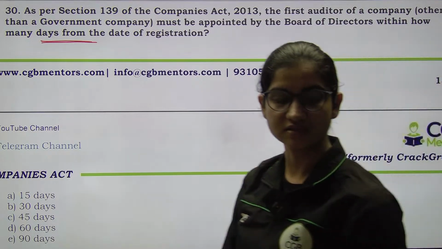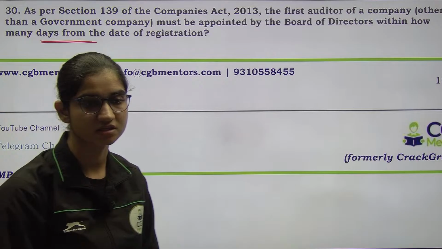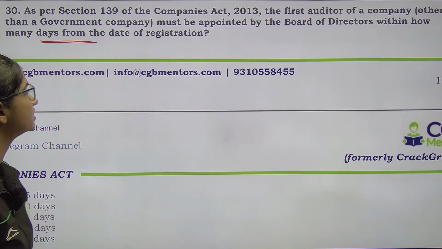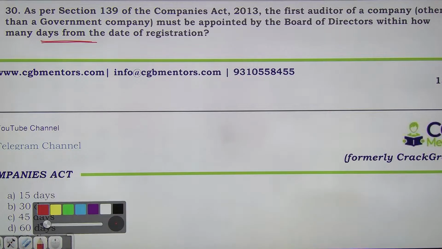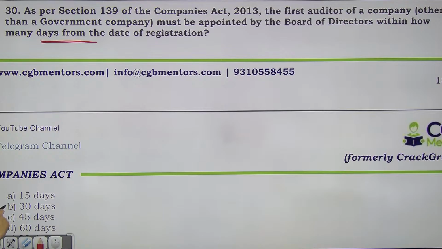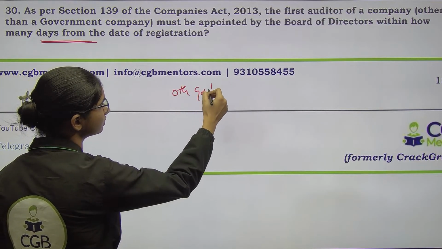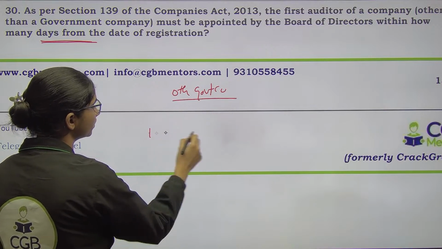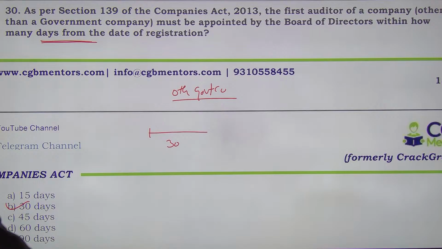Yes, so as I can see in the chat, Shivani is answering a lot of questions correctly. So I believe her preparation is very good, and I believe that she will sail through the exam very well. So in this particular question, the answer is B, 30 days. So what the provision is for a company other than the government company? Firstly, the BOD will appoint the auditor in how many days? In 30 days.